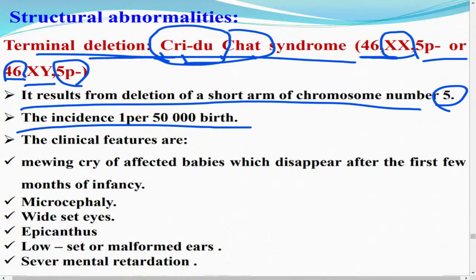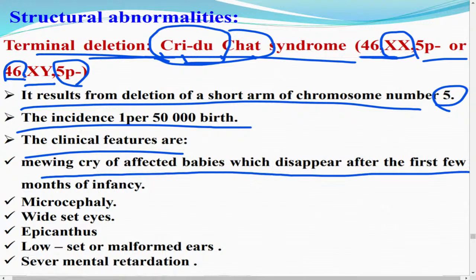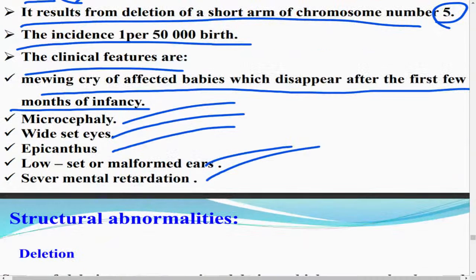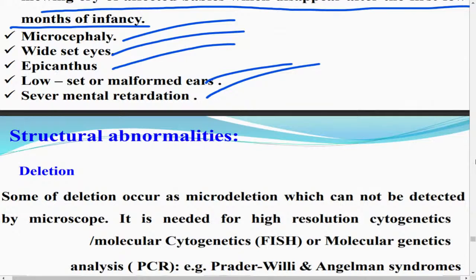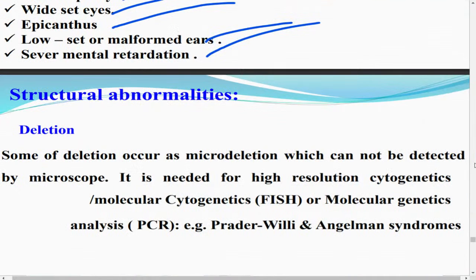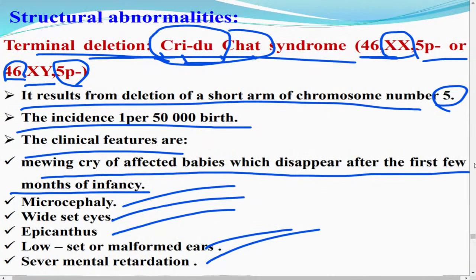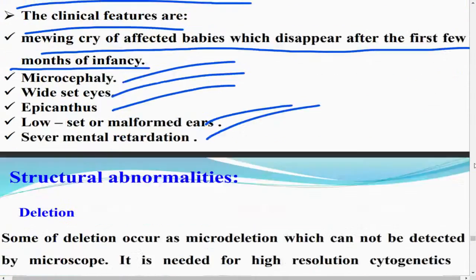The incidence is 1 per 50,000 births. The clinical features are a mewing cry of affected babies, which disappears in the first month of infancy, microcephaly, widely set eyes, epicanthus, low-set malformed ears, and severe mental retardation. It's called Cri-du-Chat syndrome, only 1 in 50,000 births.